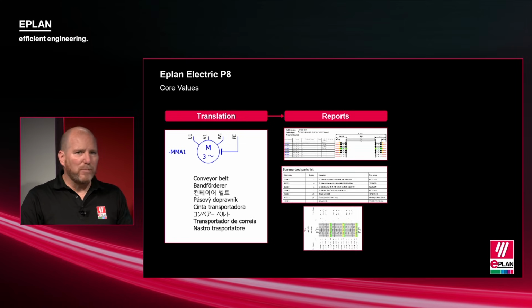Then we're talking about reports. The most common report, or probably the most famous one, is the bill of materials. The bill of materials is a list of all the parts you need to order and to build the control systems. This can be generated in ePlan with a click of a button.